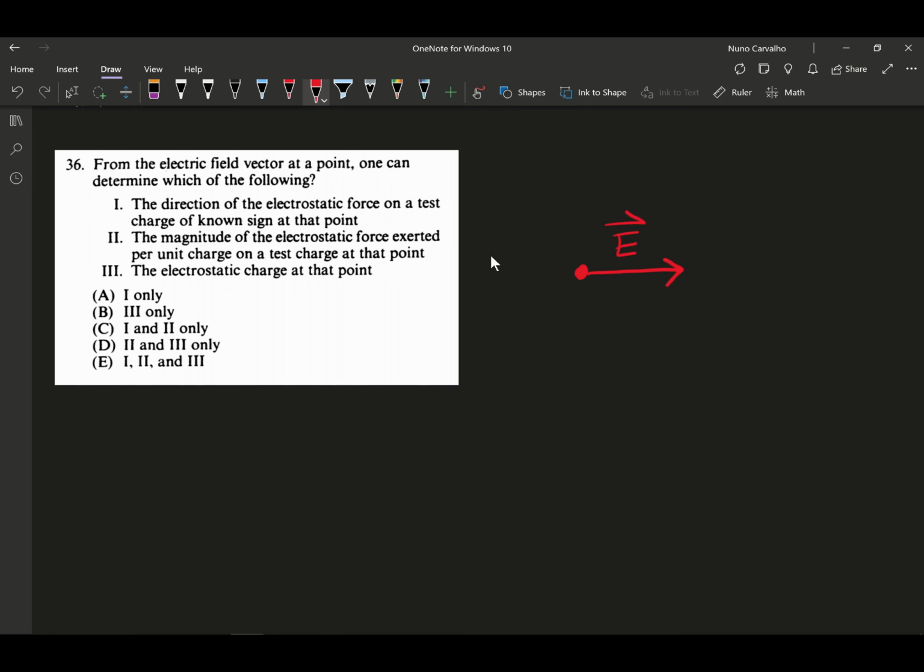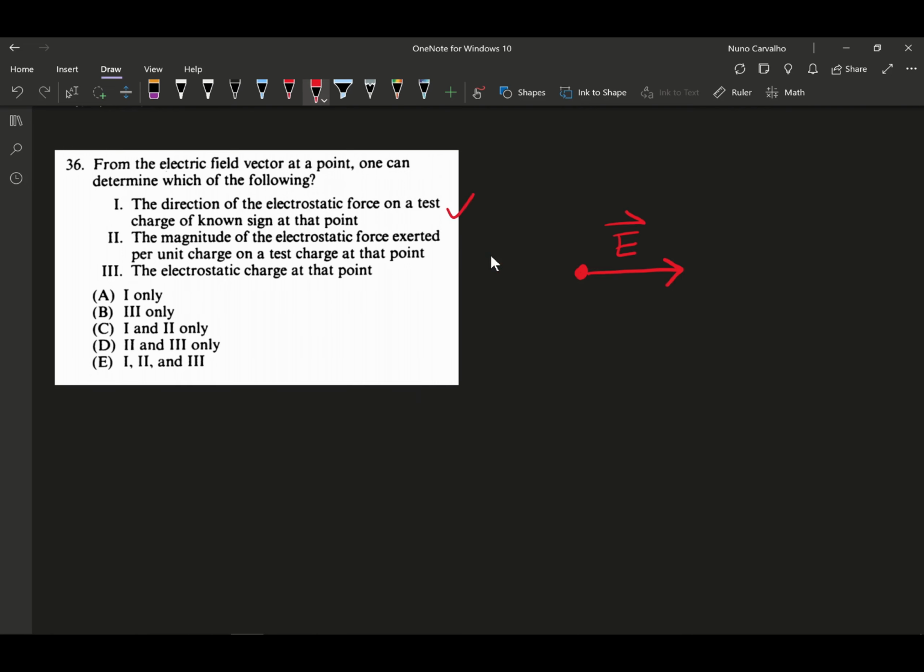For statement 1, the direction of the electrostatic force on a test charge of known sign at that point, we actually would know this information. If we know that there's a positive charge at that point, then the electric force will be in the same direction like that. But if it happens to be a negative charge, then the electric force will be in the opposite direction. So we would know the direction, so we can mark that as a yes.